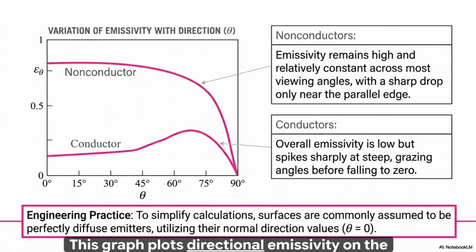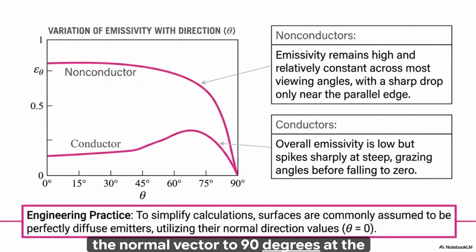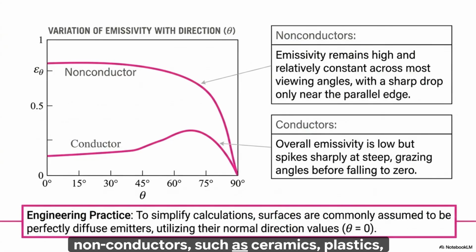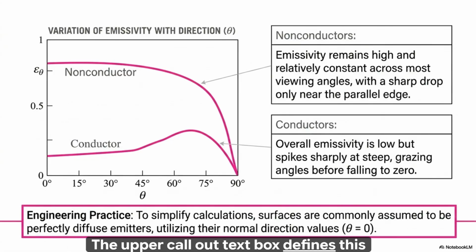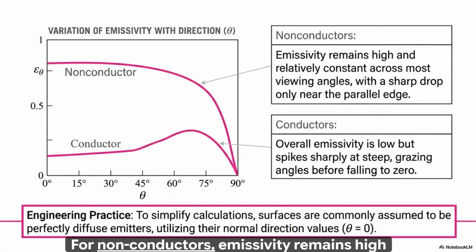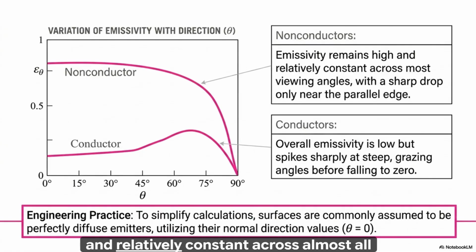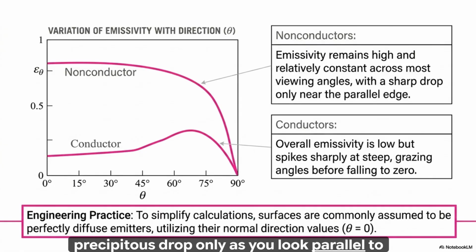This graph plots directional emissivity on the vertical axis against the viewing angle on the horizontal axis, ranging from 0 degrees at the normal vector to 90 degrees at the grazing edge. Look at the top curve mapping nonconductors, such as ceramics, plastics, or oxides. The upper call-out text box defines this behavior. For nonconductors, emissivity remains high and relatively constant across almost all viewing angles, experiencing a sharp, precipitous drop only as you look parallel to the edge.